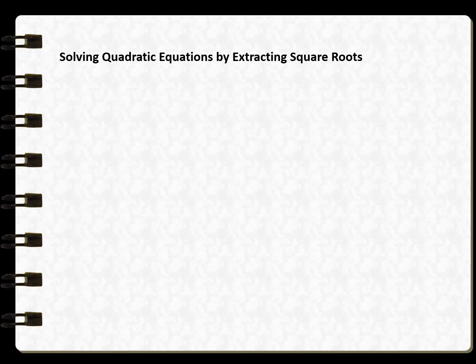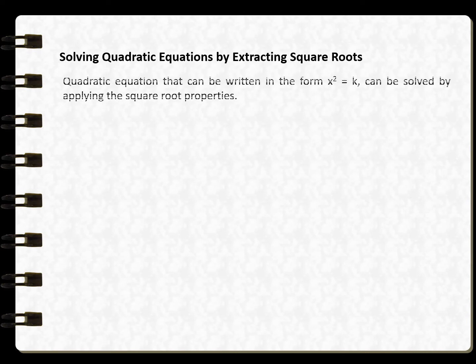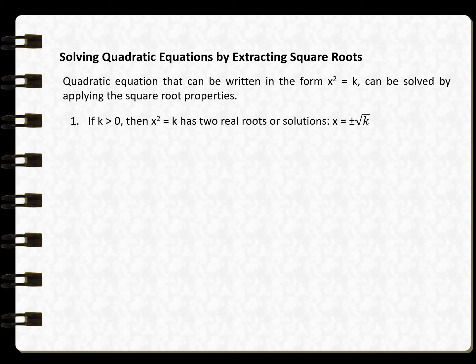Solving quadratic equations by extracting square roots. A quadratic equation that can be written in the form x squared equals k can be solved by applying the square root properties. If k is greater than 0, then x squared equals k has two real roots, or solutions. x is equal to the positive and negative square root of k.